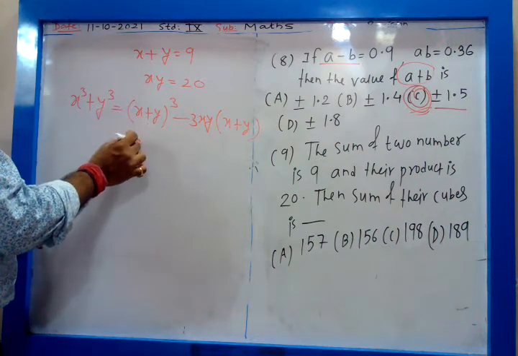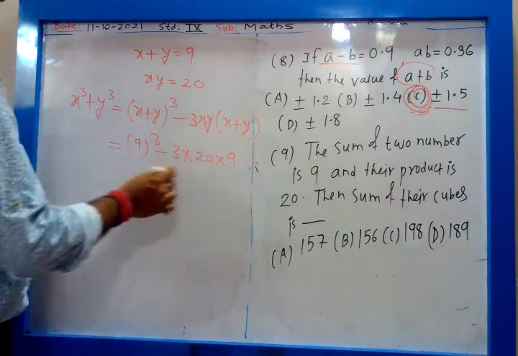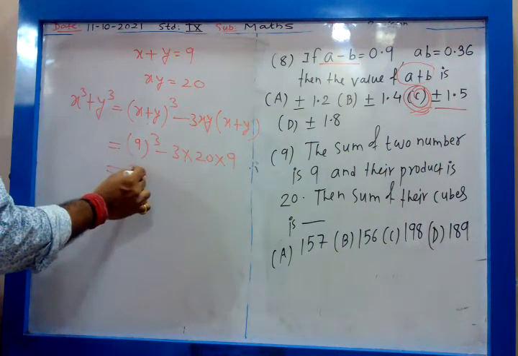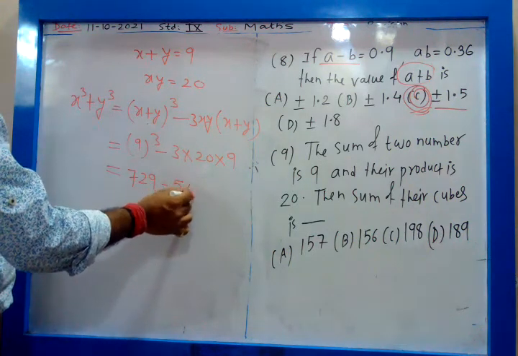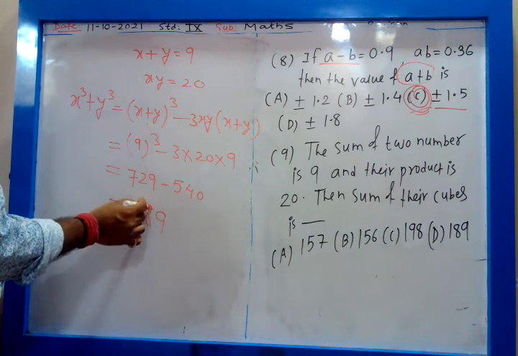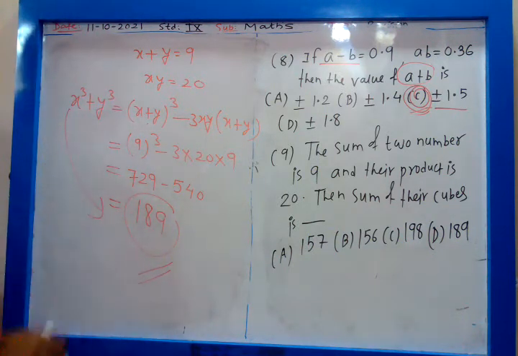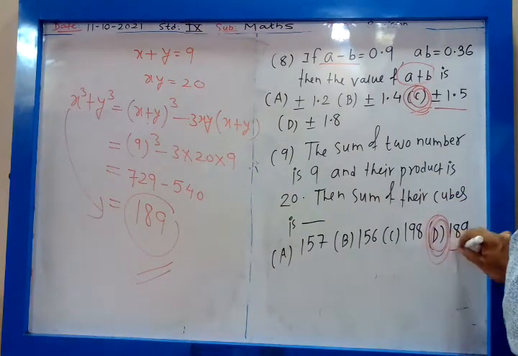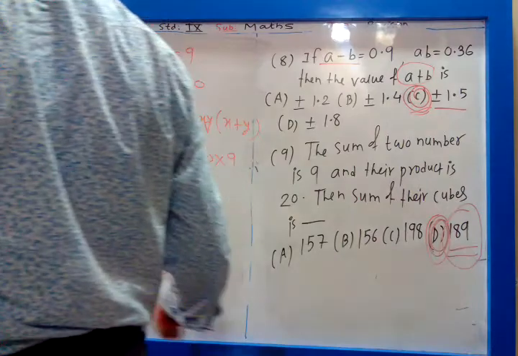So x plus y is given 9, 9 cube minus 3 into xy is 20 into x plus y is 9. 9 cube, 9 times 81, that will be 729. Minus 20 into 27, 540. 9 minus 0, 9. 12 minus 4, 8. 6 minus 5, 1. Answer is 189. x cube plus y cube is 189. Which option? D option. Option number D, 189.